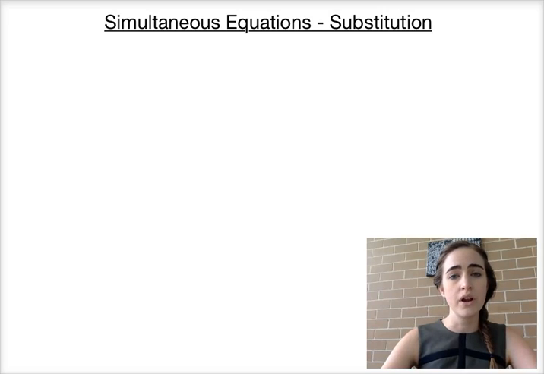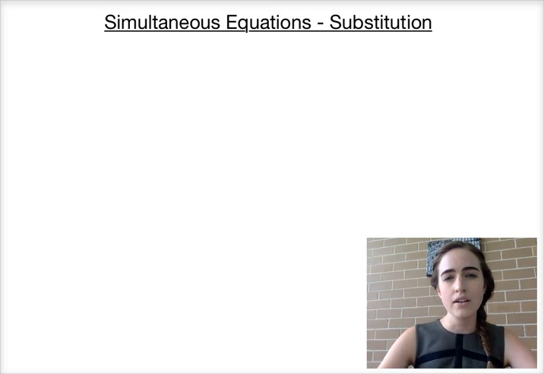In this video, I want to have a look at solving simultaneous equations. Previously, we've looked at solving them graphically, by drawing both the straight lines and reading off the point of intersection, but it's not always very accurate doing it that way. So what we're going to do instead is have a look at two algebraic methods of solving them. One is substitution, and that's what we'll look at in this video, and in another video we'll have a look at the elimination method.